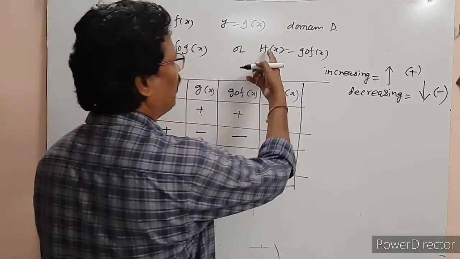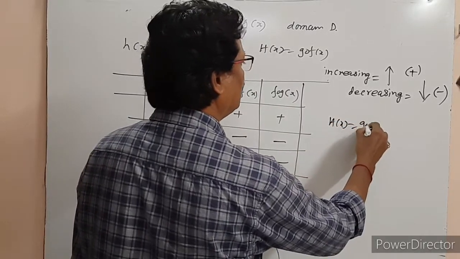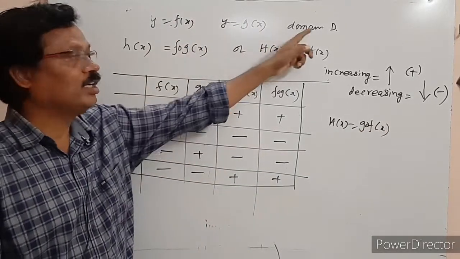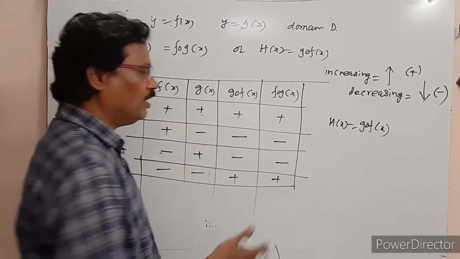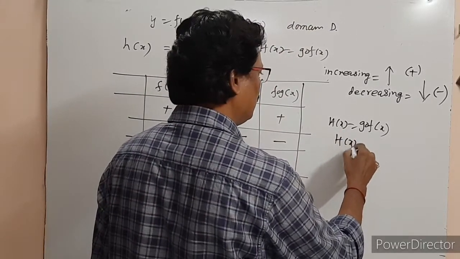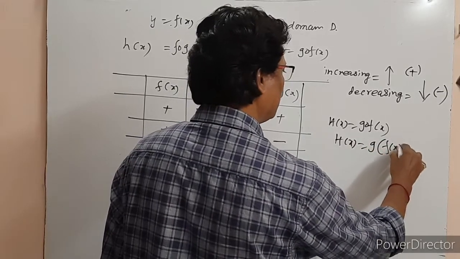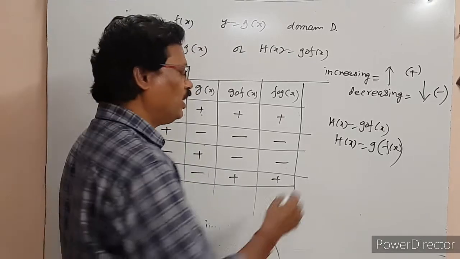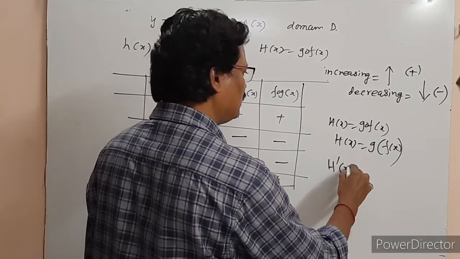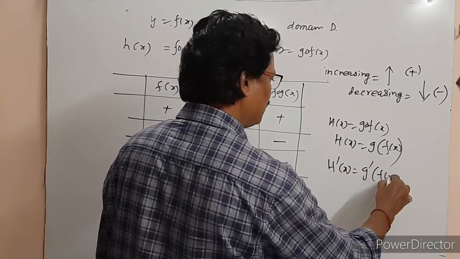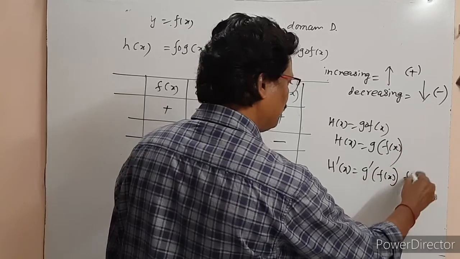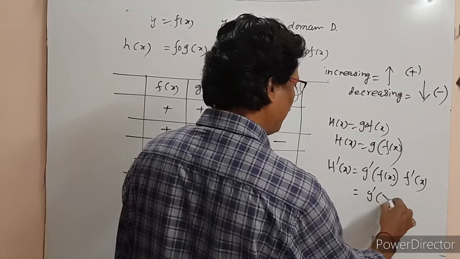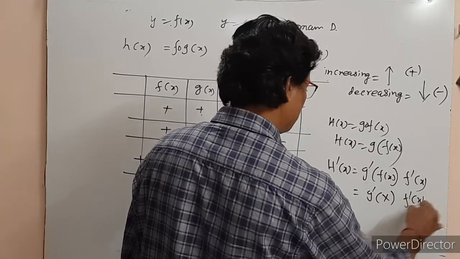That means first I am taking h of x is equal to g circle f of x, right? Here f and g both are differentiable in their domain, that condition is there. Now h of x is also written g of f of x. Now what is the derivative of this? h dash x is equal to g dash of f x into the inside derivative f dash x.